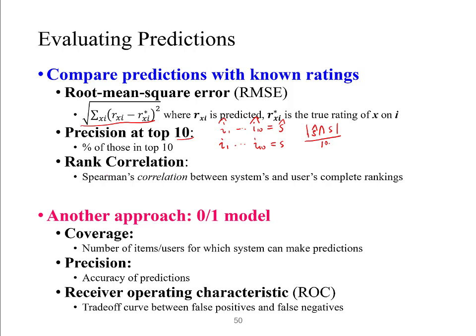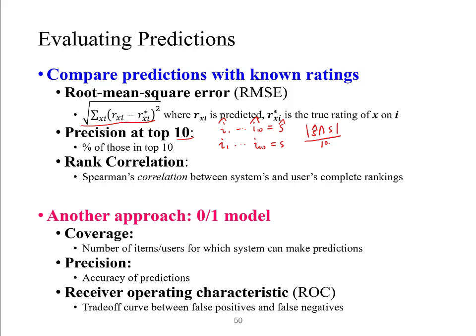So here we use Spearman's correlation between systems and users' complete rankings. And for another type of recommender systems, those that only return a 0 or 1, we also call it a 0-1 model. Basically, the recommender system will give a binary answer, saying whether it should be recommended or not. So 0 represents should not be recommended, and 1 represents should be recommended.